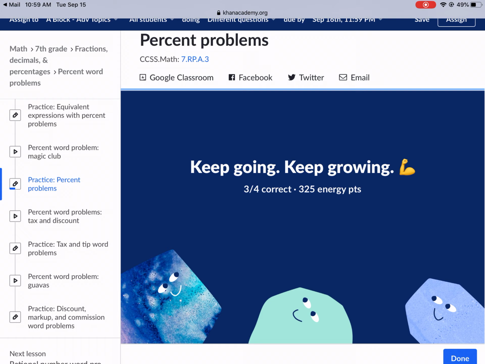Hope you found this helpful. I know I kind of mixed up the first one just a little bit with understanding the problem. That's why it's very important to reread the problem and understand what it's asking for.